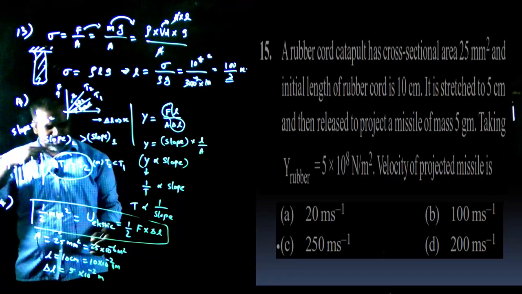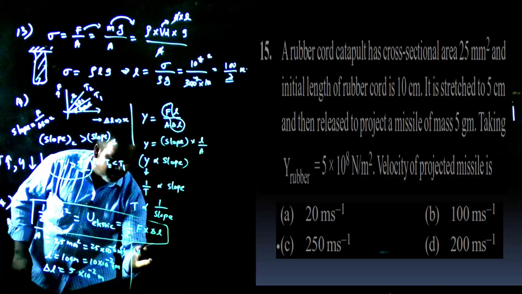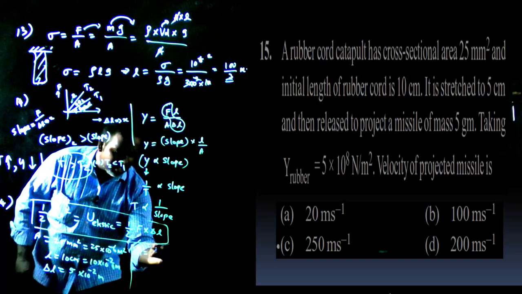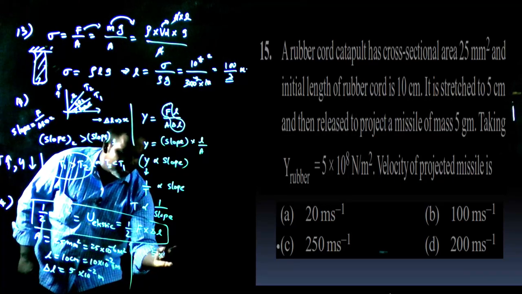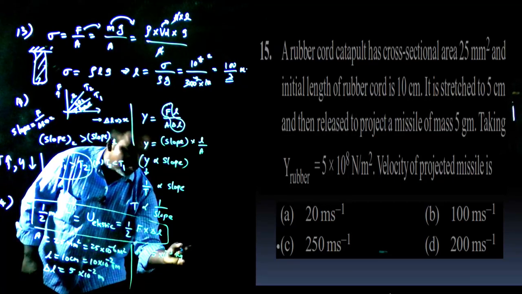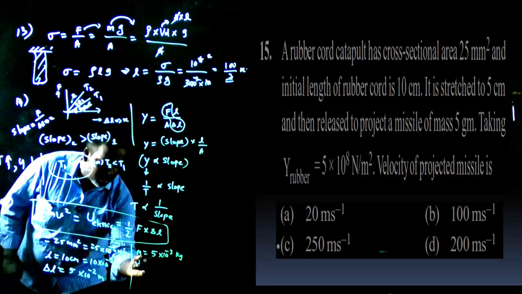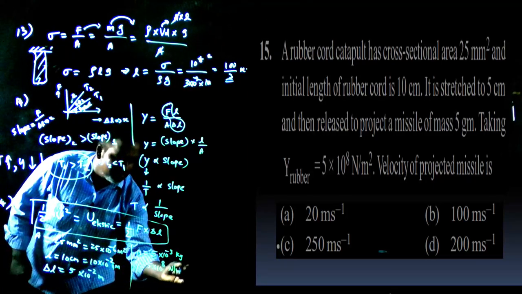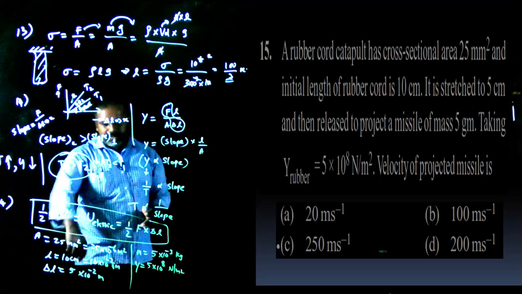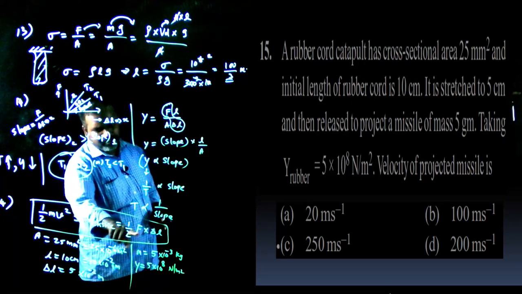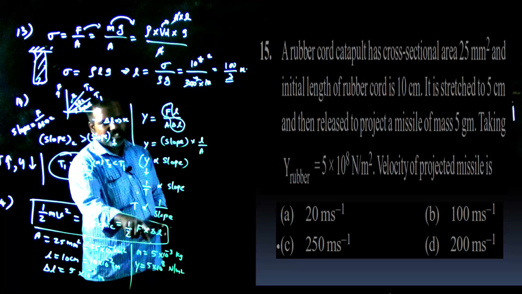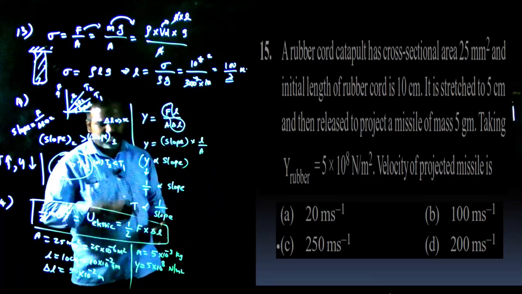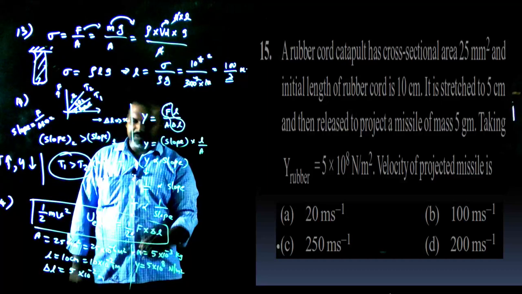Then m is also given. For your understanding, I am writing the given data separately, which will give you a better understanding. Otherwise, you can directly solve it. Y is also given: Y is equal to 5 into 10 to the power of 8 newton per meter square. Here we do not have the term F, so we have to modify the equation in terms of the given quantities.